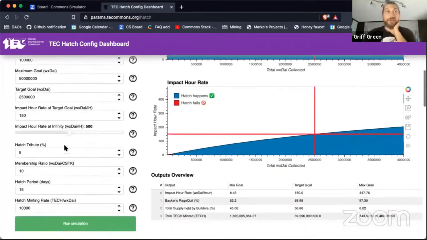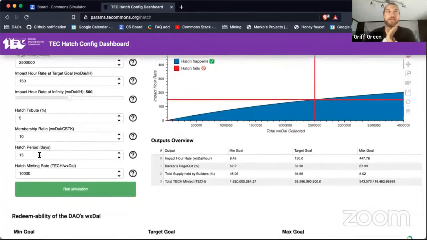But of course there are other important variables too, like how many days the hatch should last and the minting rate. Should this thing be like Doge, where there are like 10 billion tokens, or do we make it more valuable than Bitcoin, where there are only 395 tokens minted, even if we raise $2.5 million? So your economy, your choice, is the game.